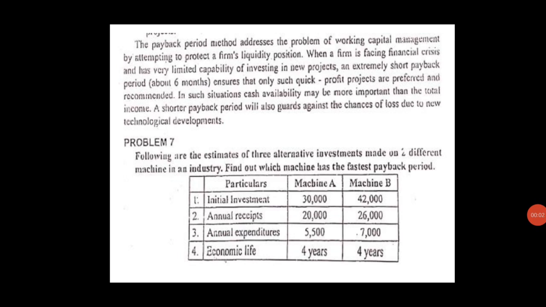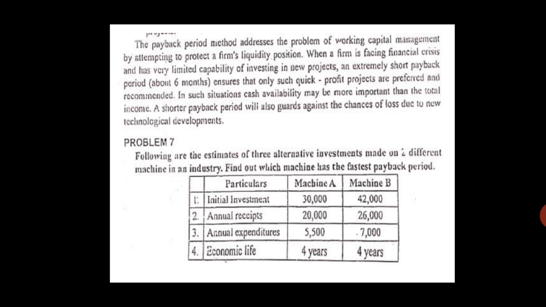Hello students, now having seen the payback period, we will see a numerical on that. Following are the estimates of 3 alternative investments made on 2 different machines in an industry. Find out which machine has the fastest payback period. The 2 machines are machine A and machine B. The initial investment is 30,000 rupees for machine A and 42,000 rupees for machine B. The annual receipts for machine A are 20,000 rupees and 26,000 rupees for machine B.